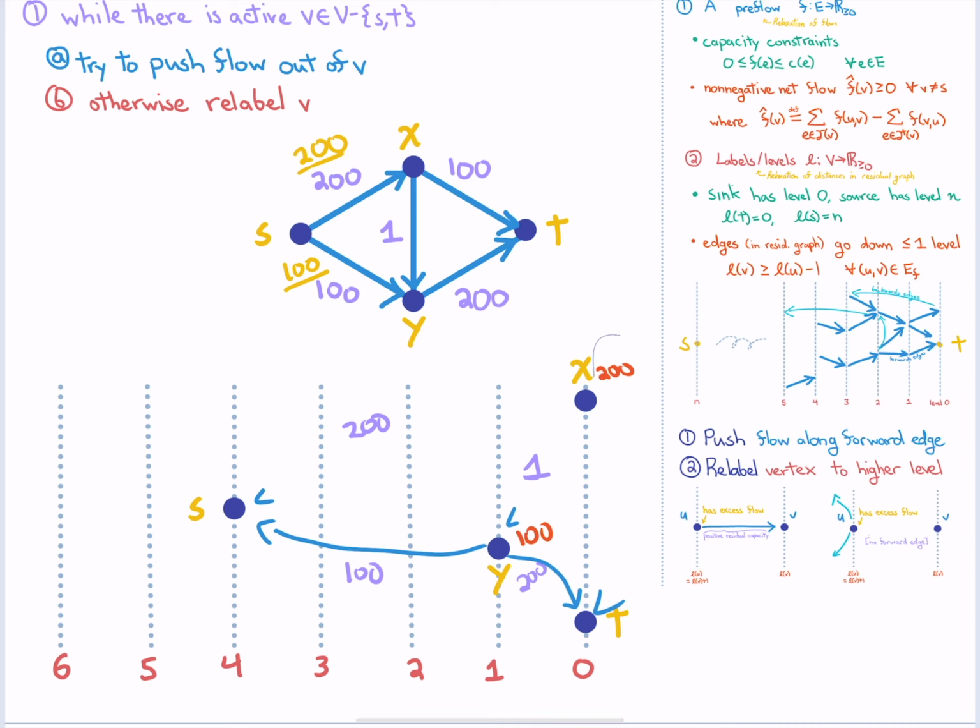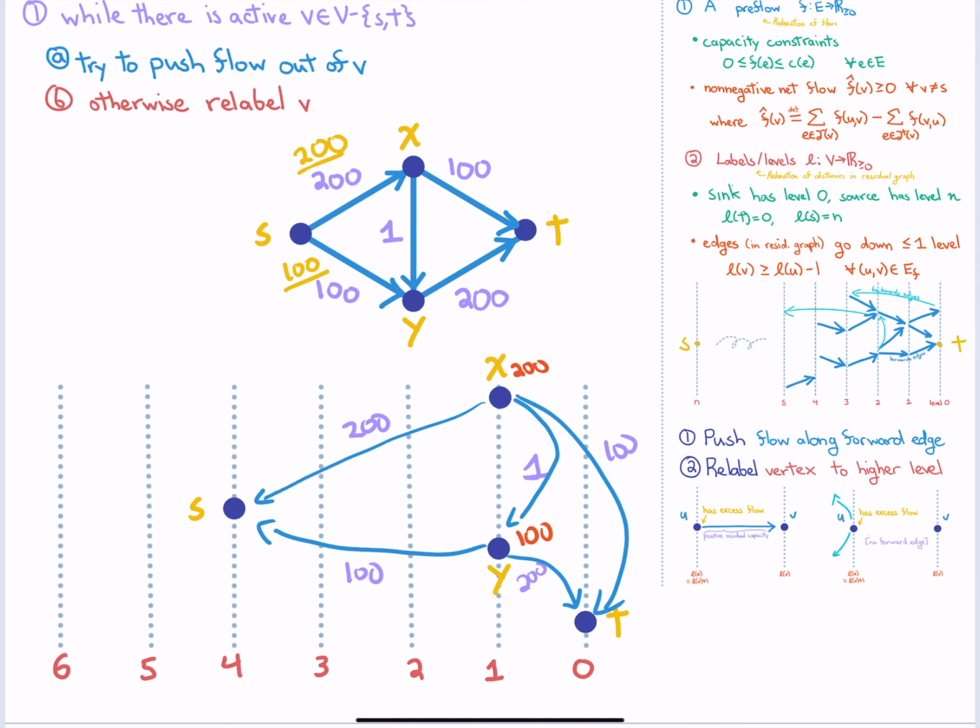So let me do that. We'll go like this. Then we have an edge like that, and oops, an edge like that. This is like 100. You have an edge like that. Okay, so in the second step, we relabeled X. All right, pick a vertex that's active. Any vertex is fine. Okay, X. All right, we'll pick X again.